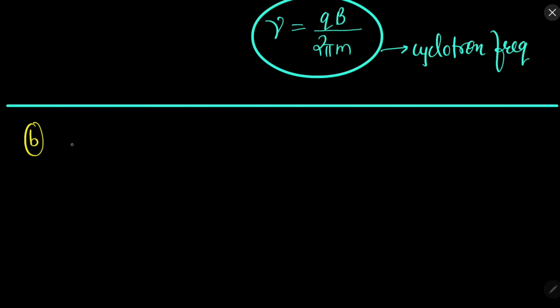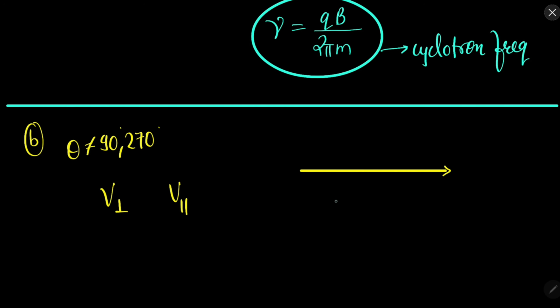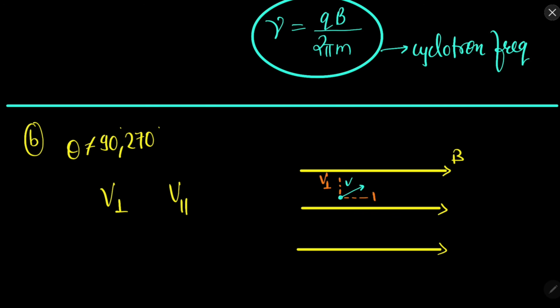Now if there is a situation in which the angle is other than this, so if the angle is not equal to 90 degree or 270 and so on, in that case we will have two components, one perpendicular component and one parallel component. So let's say the magnetic field is like this and the particle is moving like this, neither perpendicular nor parallel. So there will be two components, one parallel component and one perpendicular component.